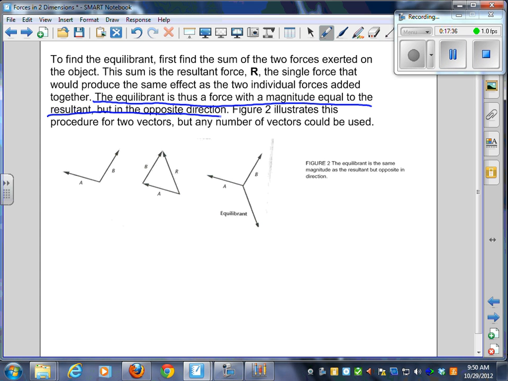The equilibrant is thus a force with a magnitude equal to the resultant, but in the opposite direction. And if you want to do it algebraically, vector E is equal to minus vector R. The equilibrant is equal to the opposite, the inverse of the resultant. Okay? And that's basically it.